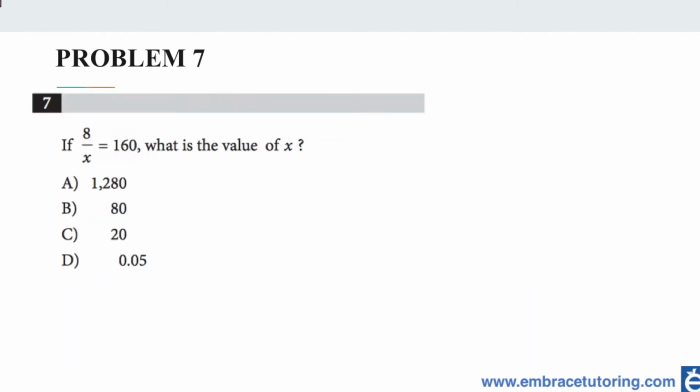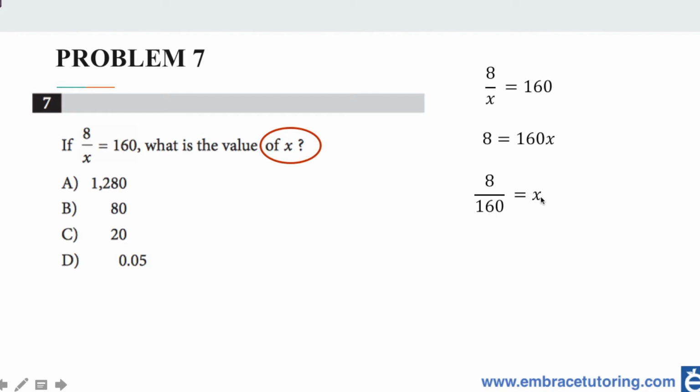For question 7, it says, if 8 over x equals 160, what is the value of x? Now, I always want to pay attention to the thing that they want me to solve for. I'm now going to rewrite the expression. I'm going to cross multiply to end up getting 8 equals 160x. And because I want to get x by itself, I don't want to make the mistake of dividing by the wrong thing. So instead, I'm going to divide both sides by 160, and I get 8 over 160 equals x.